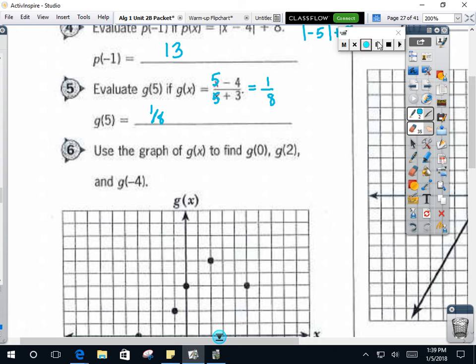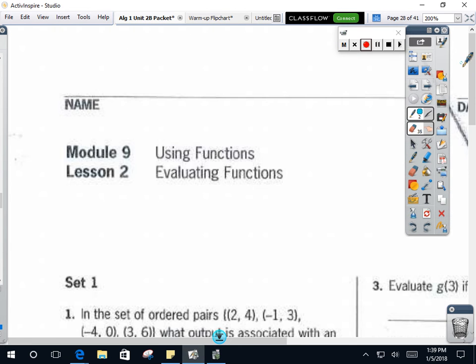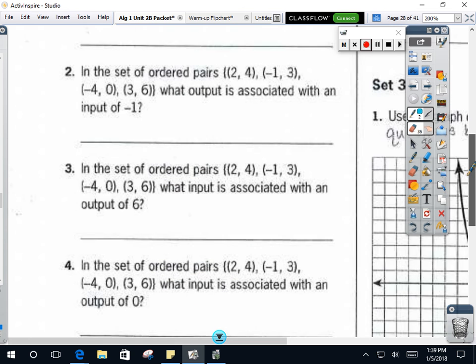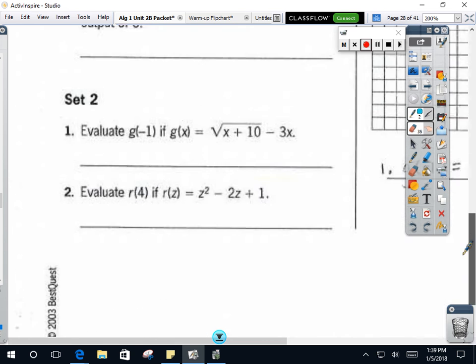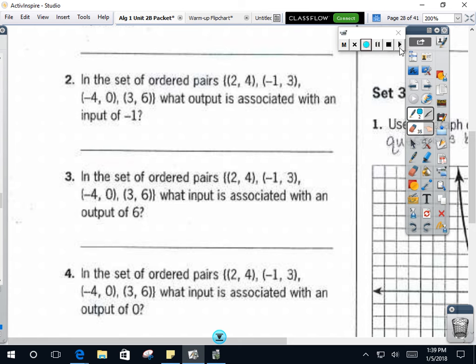Before we start working on the graph ones, let's practice what we've learned so far. Go to page 27. And I want you to work set 1 and set 2. Set 2 goes over to this page, or to this side a little. Okay, set 1 is 4 problems. Set 2 is 4 problems. I'll give you just a few minutes to try those before we move on.